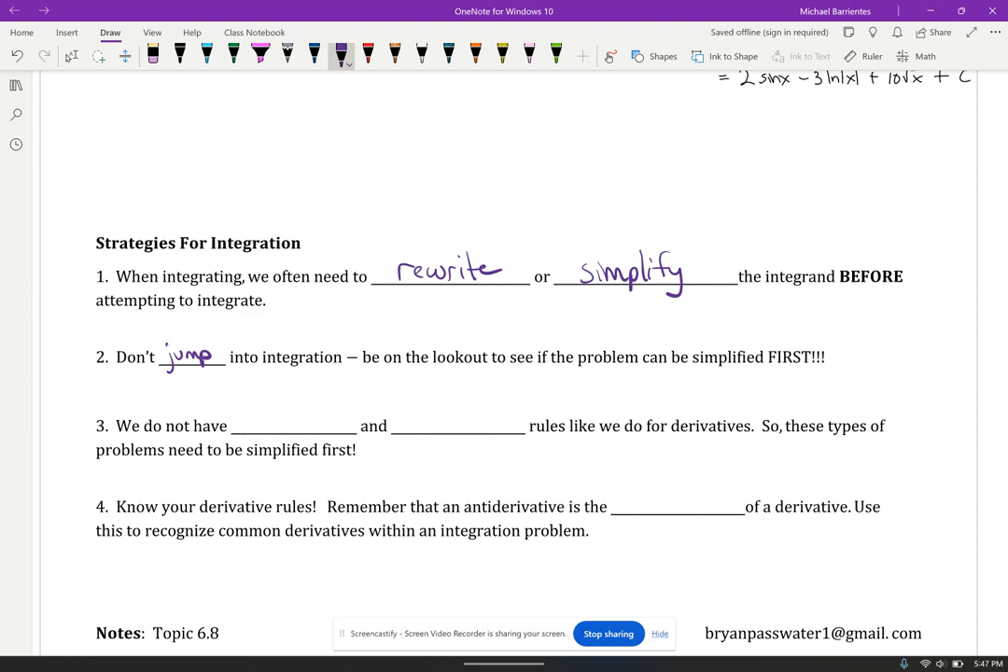The bad news is we don't have product rules or quotient rules like we do in differentiation. So we need to simplify the integrand first before we head into taking the antiderivative. And always remember that an antiderivative is the reverse of a derivative. So use this in order to help you find an easier way to take an antiderivative.